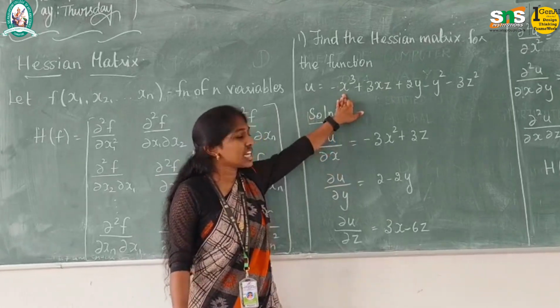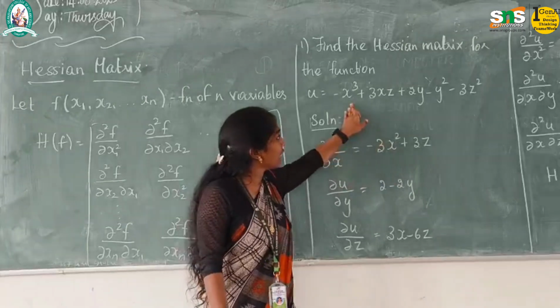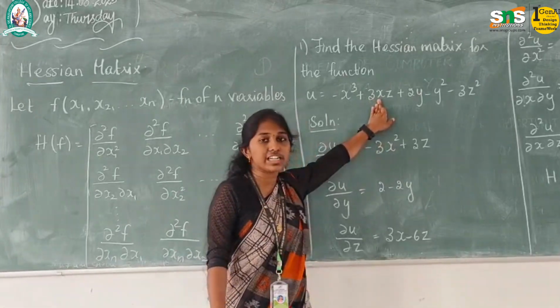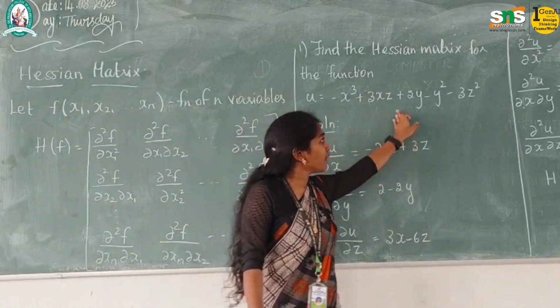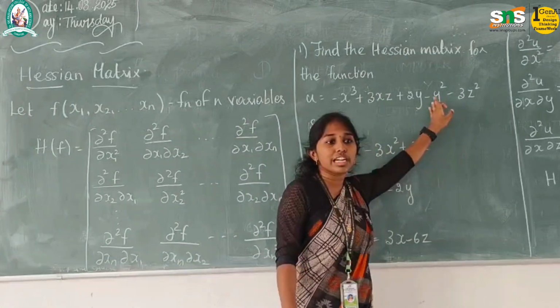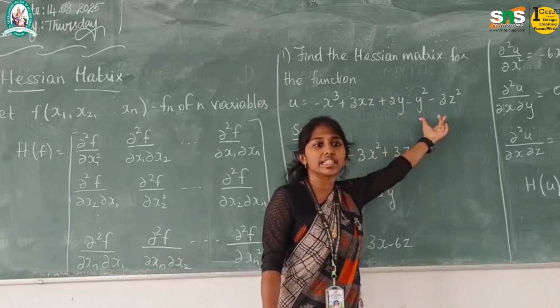By differentiating minus x cube, I get an answer as minus 3x square. Then by differentiating 3xz, we get an answer as 3z. For the remaining values we don't have the variable x, so by differentiating the remaining values, we get an answer as 0.